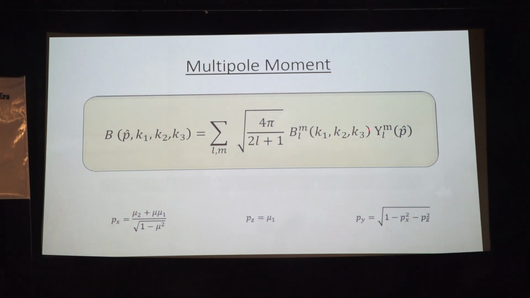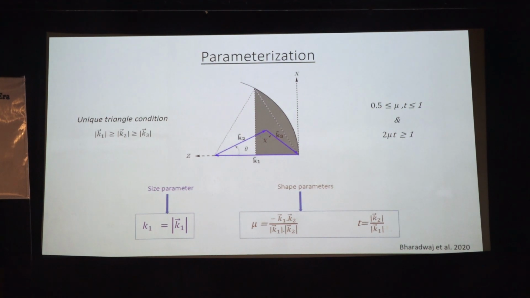So this B_LM we call the multipole moment, and this Y_LM is the spherical harmonic corresponding to some orientation of the triangle. The components of this P can be related to mu1, mu2, mu3 that we have introduced earlier. So, to show the results of the bispectrum: it depends on the orientation, shape and size of the triangle.